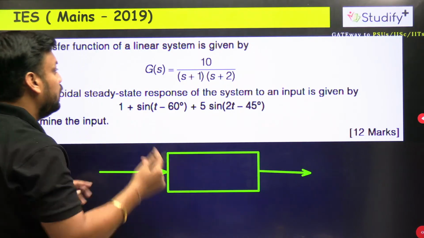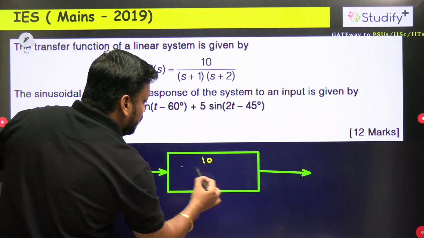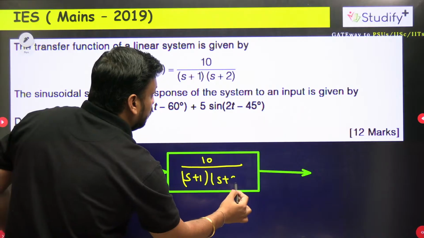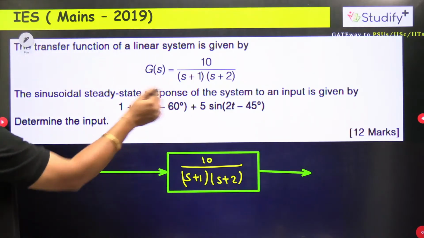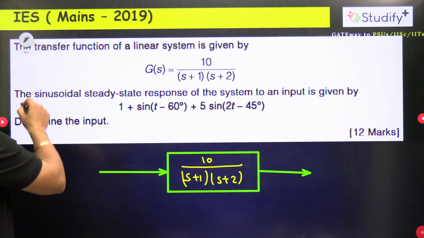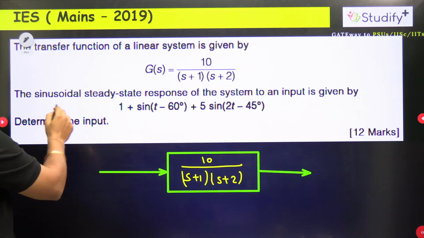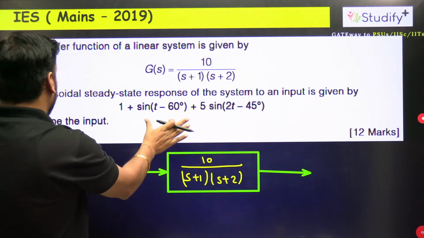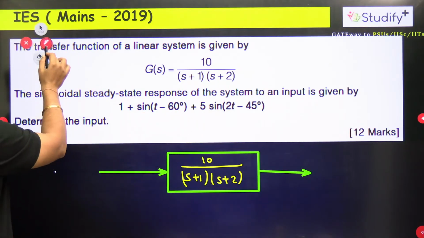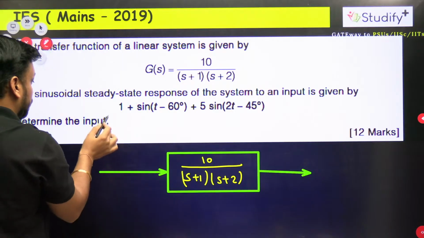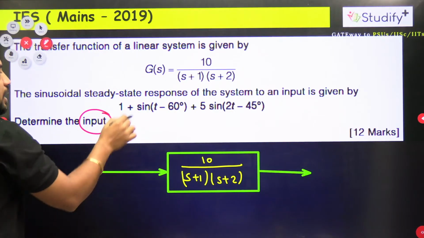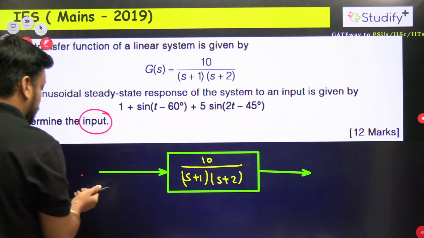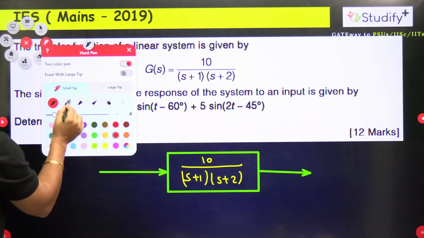So look, what is the transfer function? The transfer function is 10 upon (s plus 1)(s plus 2). Yes sir, an engineering services mains question. Gajendra, it is an engineering services mains question only. Now tell me, the sinusoidal steady state response to an input is given by this. Determine the input. Okay, we have to calculate the input value, guys. And this output is given to you. Okay sir, we have to find the input.